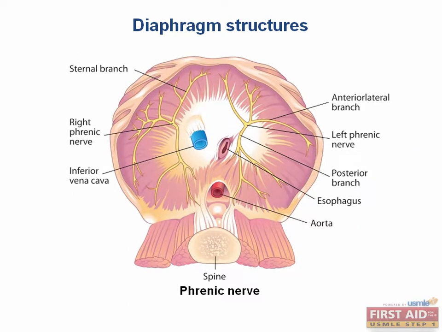The diaphragm is the primary muscle of respiration. This muscle is innervated by the phrenic nerve, which comes off of C3, C4, and C5. Remember, C3, 4, 5 keeps the diaphragm alive.